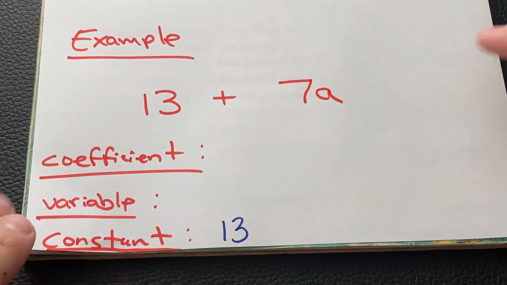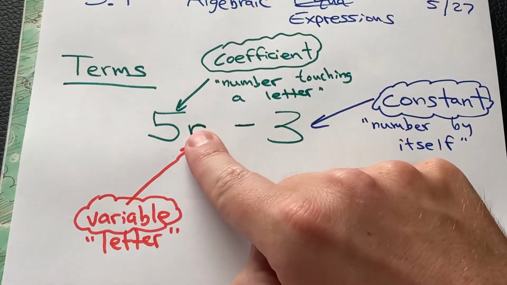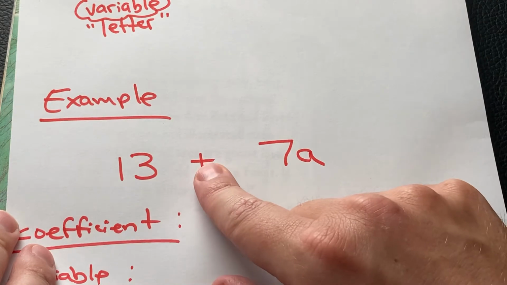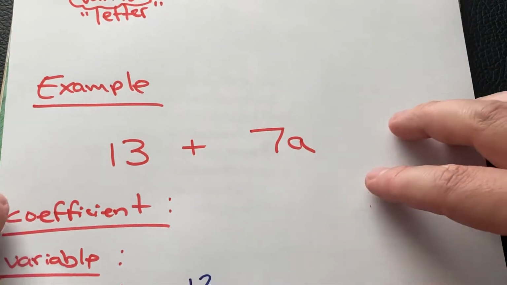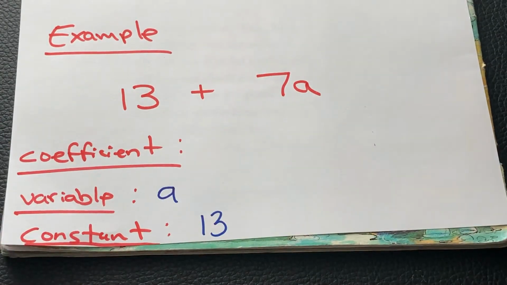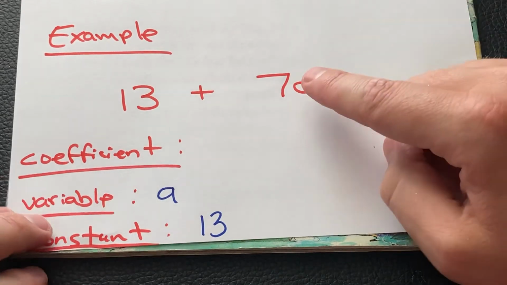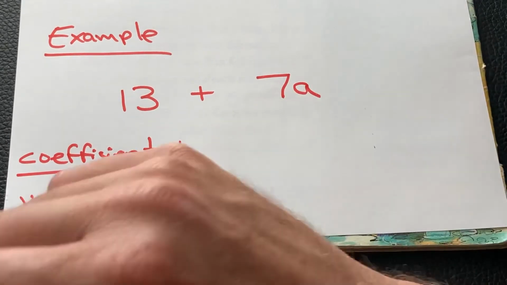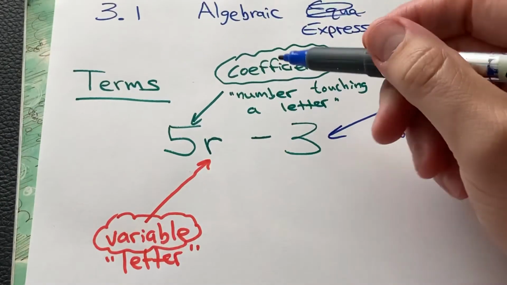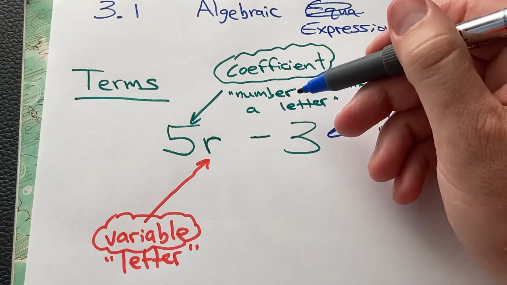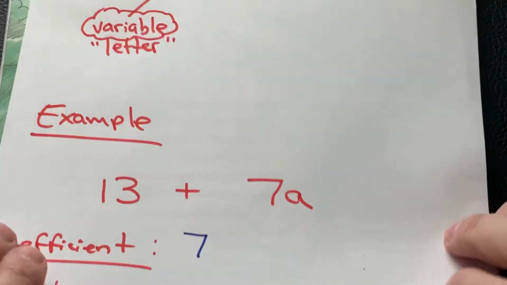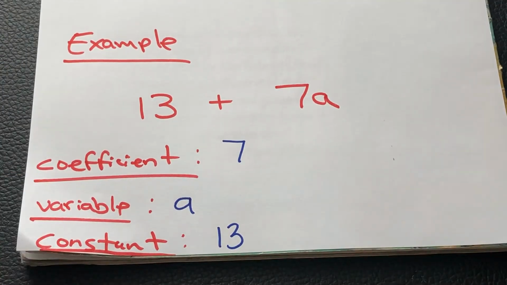Let's go to the variable. If I look up here, a variable is the letter. 13's not a letter. Plus is not a letter. 7, A. The letter A is the variable. Then what term are we left with? Of course, the 7. Why is the 7 the coefficient? By definition, the coefficient is the number, which 7 is, touching a letter. The 7 and the A are connected. They're like holding hands. Therefore, it's the coefficient.